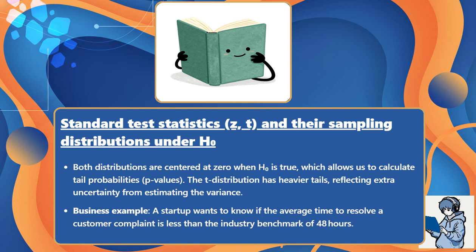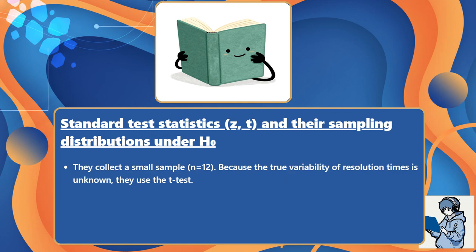Business example: a startup wants to know if the average time to resolve a customer complaint is less than the industry benchmark of 48 hours. They collect a small sample, n equals 12. Because the true variability of resolution times is unknown, they use the t-test.